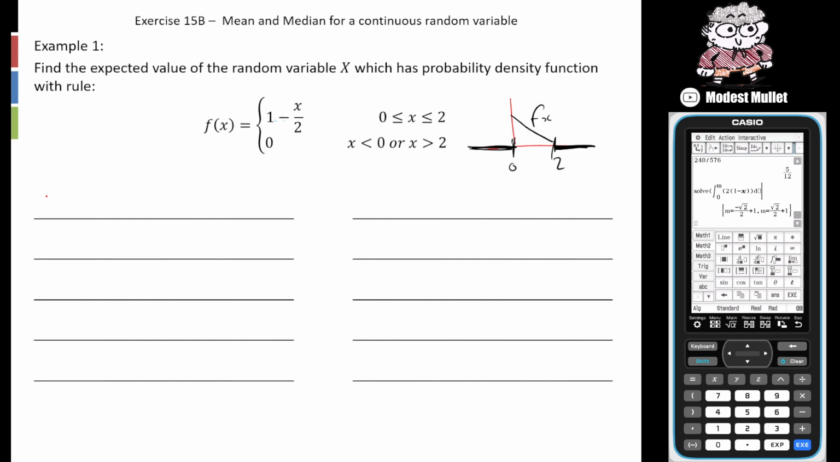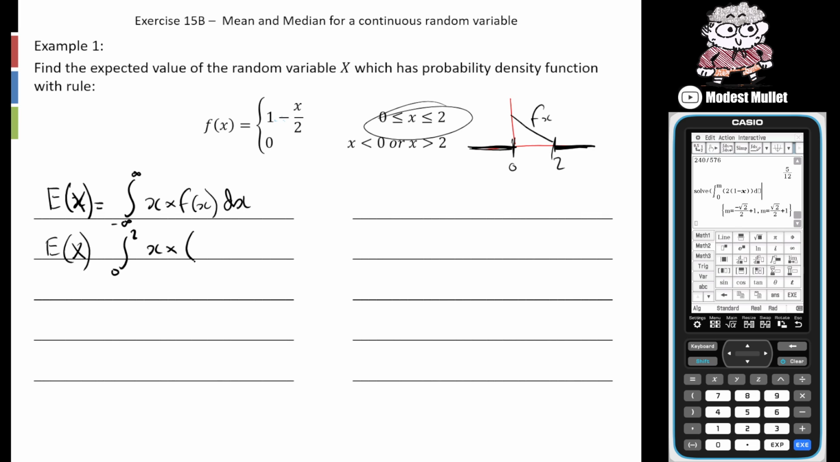So the expected value E of X is equal to the integral between negative infinity and infinity of, I missed out a bit, I forgot the x times f of x dx. In our case, we don't have to go from negative infinity to positive infinity because we've got our bounds. So we're just going to go from 0 to 2, x times, and we have to write in all of f of x dx.